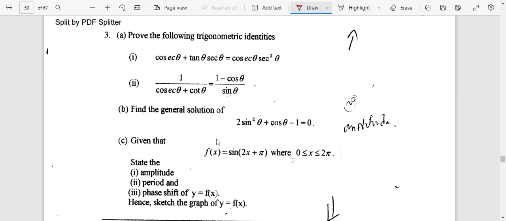And then question B, find the general solution of 2 sin squared theta plus cos theta minus 1 is equal to 0. Now, I've been mentioning this. You can't solve an equation where you've got sin and you've got cos and a constant term. You need to express them in the same ratio. What do you think we're going to do? What do you think is going to happen? Let's go on.